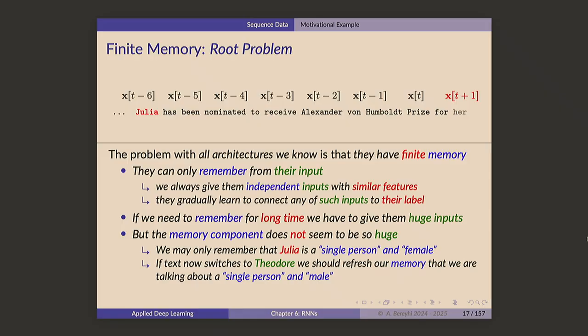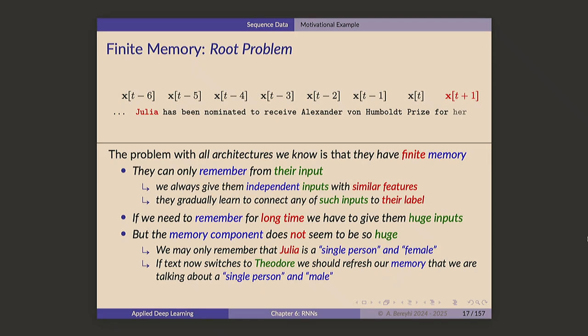And this information should somehow be able to extract the essence of that sequence, right? For example, if you're talking about Julia in the text, and at some point the text stops talking about Julia and changes to someone else, Theodore in my example, then it should be able to change from "her" to "his", because it's a single person, third person male, so I should change to that particular pronoun, right?